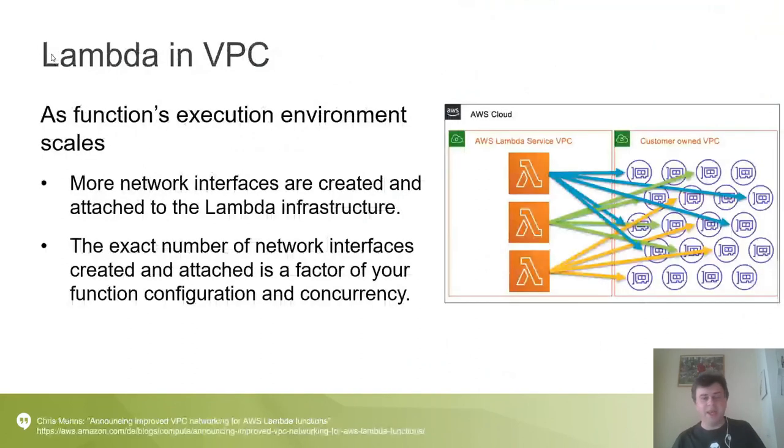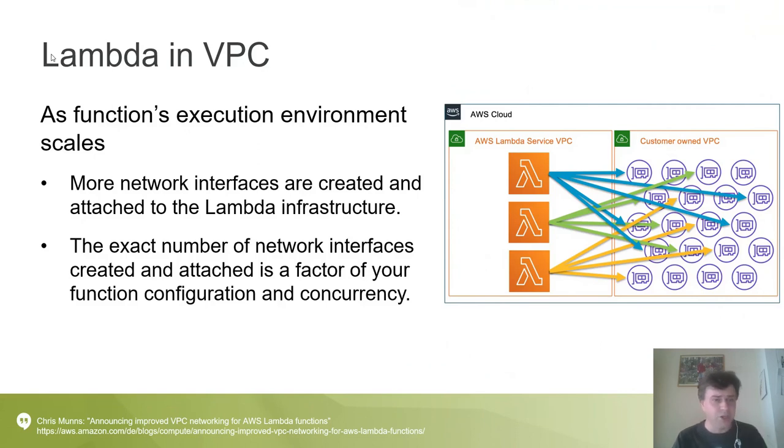Also, there is the situation with Lambda and VPC. Sometimes you are forced to put Lambda in a VPC depending on the services you use. For example, if you use Relational Database Service or ElastiCache and so on, then these services require being behind a virtual private network. And in order for Lambda to communicate with them, you also have to put Lambda behind the VPC. The way it worked previously was that if your execution environment scaled, so you needed more Lambdas running in parallel, more network interfaces were created and attached to Lambda. The number of these interfaces determined the concurrency, how many functions can run in parallel.